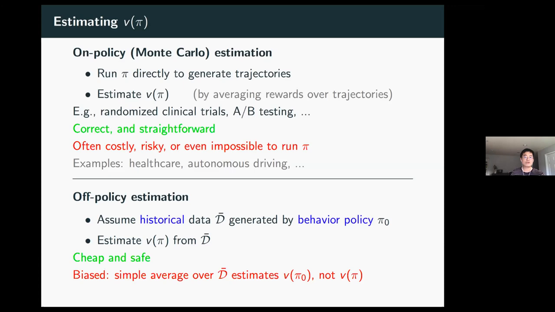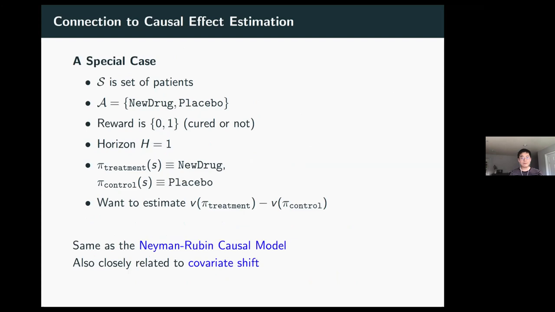Some people who are familiar with causal inference may realize that this is very related to something called the Neyman-Rubin causal model. It turns out to be a special case of policy estimation in reinforcement learning, where you have a one-step problem, which corresponds to horizon H equals one, and the action space is binary. You have a new drug and a placebo, and you want to see whether the new drug is better than the placebo in terms of curing a certain disease or improving the condition of a patient. And at the end of the day, what you want to do is compute the difference between the treatment and control effects. If this is positive, then you know that the new drug is better than the placebo.